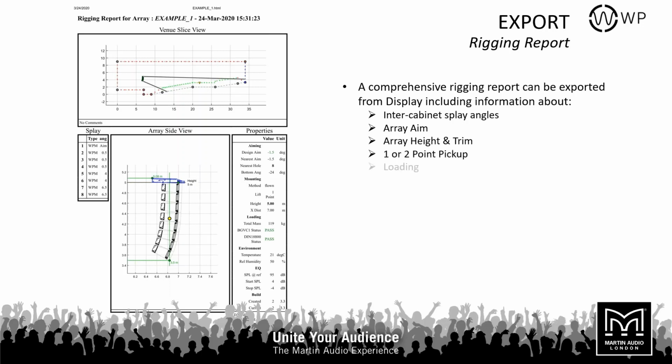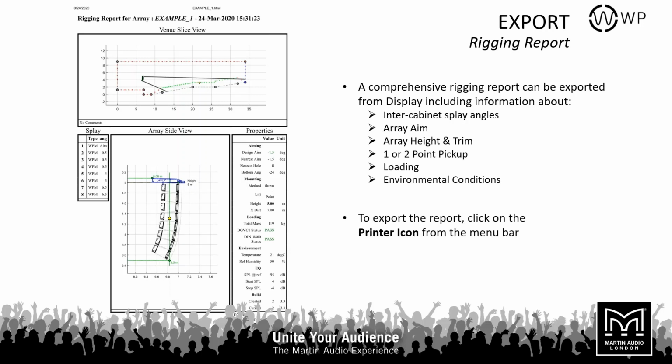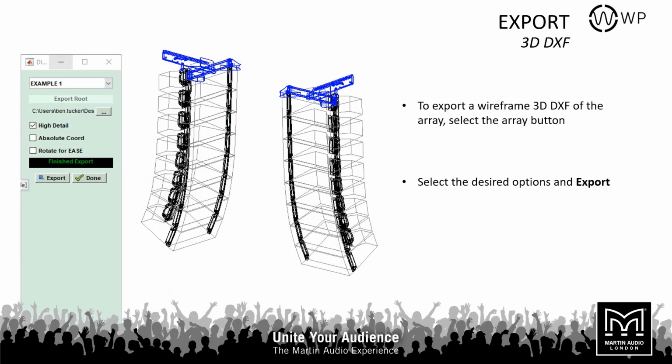We can also export a rigging report from Display, including all the information that we saw on that rigging page. To achieve this, you'd click on the printer icon in that dashboard, again choose a file location and export. As well, we can also export a 3D wireframe drawing of the array by clicking on the little picture of the wireframe drawing of the array. It's handy, that. Again, with all of these exports, you select the file location where you want to put it, and there are some additional options here, whether we want it high detail, whether we want to rotate for ease, and have an absolute coordinate position.